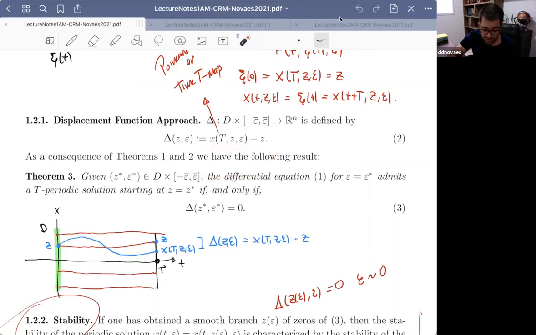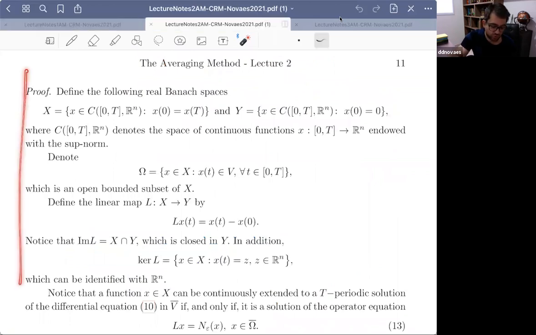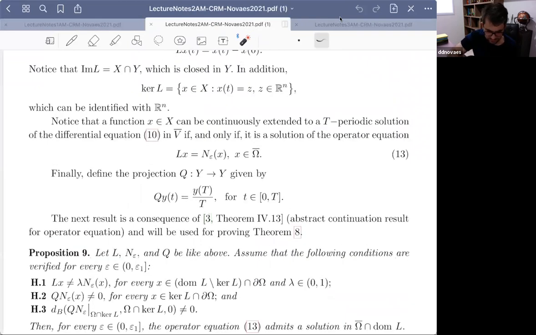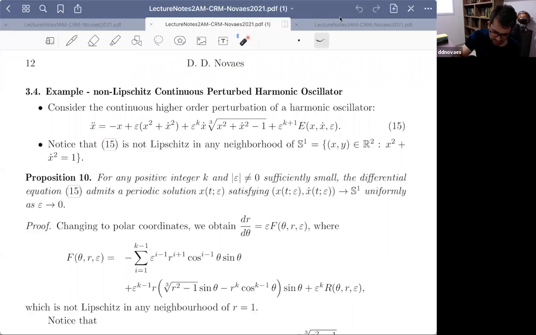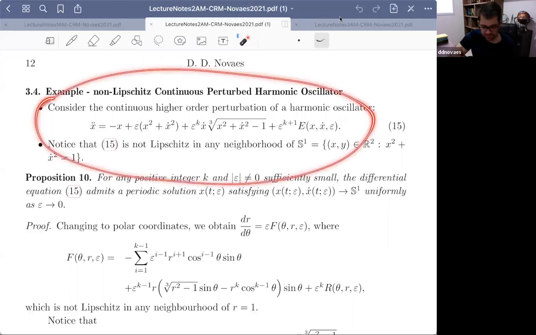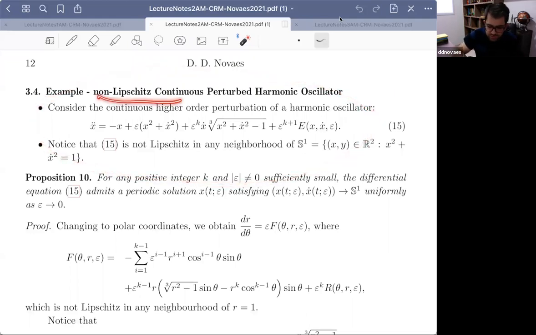So that's why we need to work with this other approach, that is the operator equation approach, just to complement what we discussed in the last lecture. Okay, so let's start now this example, an example of a non-Lipschitz continuous perturbation of harmonic oscillation in light of our last theorem.